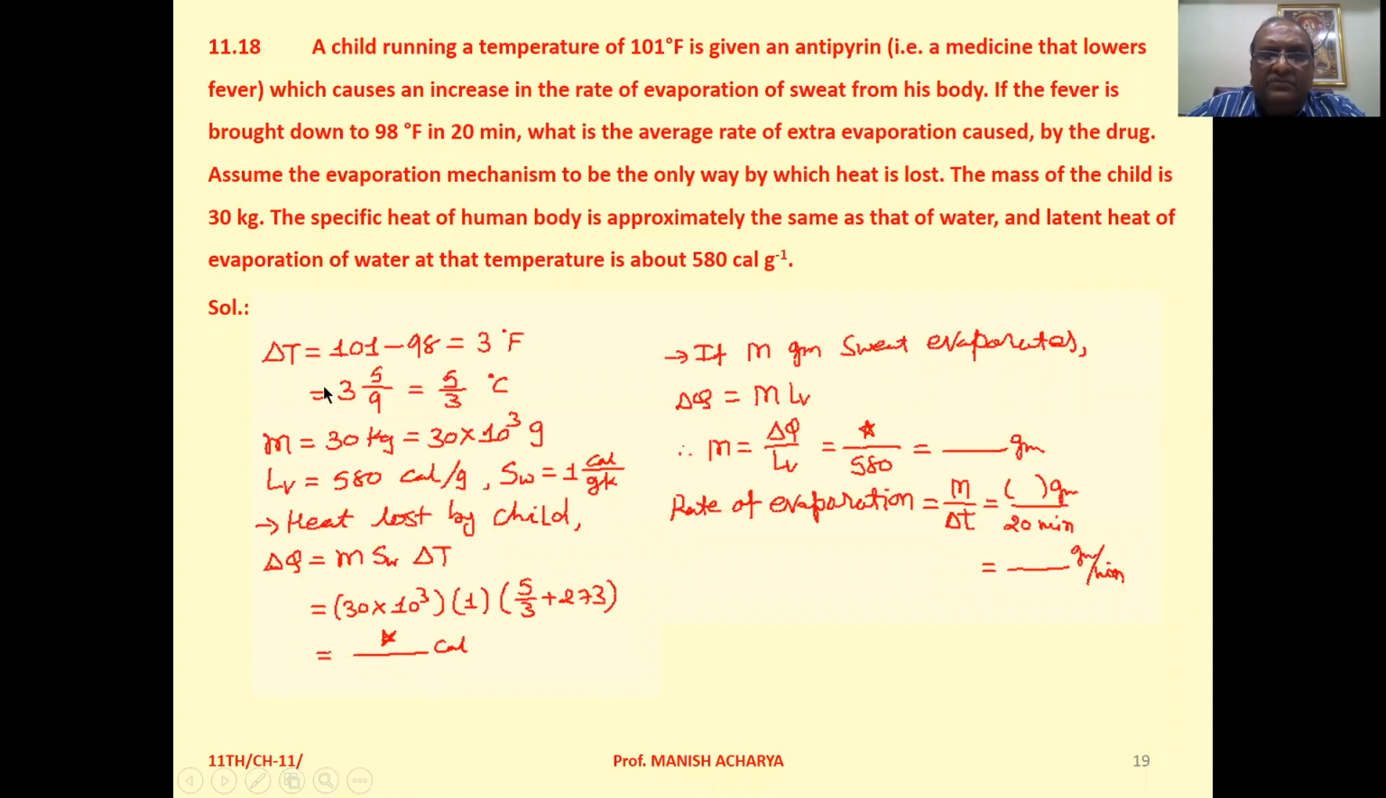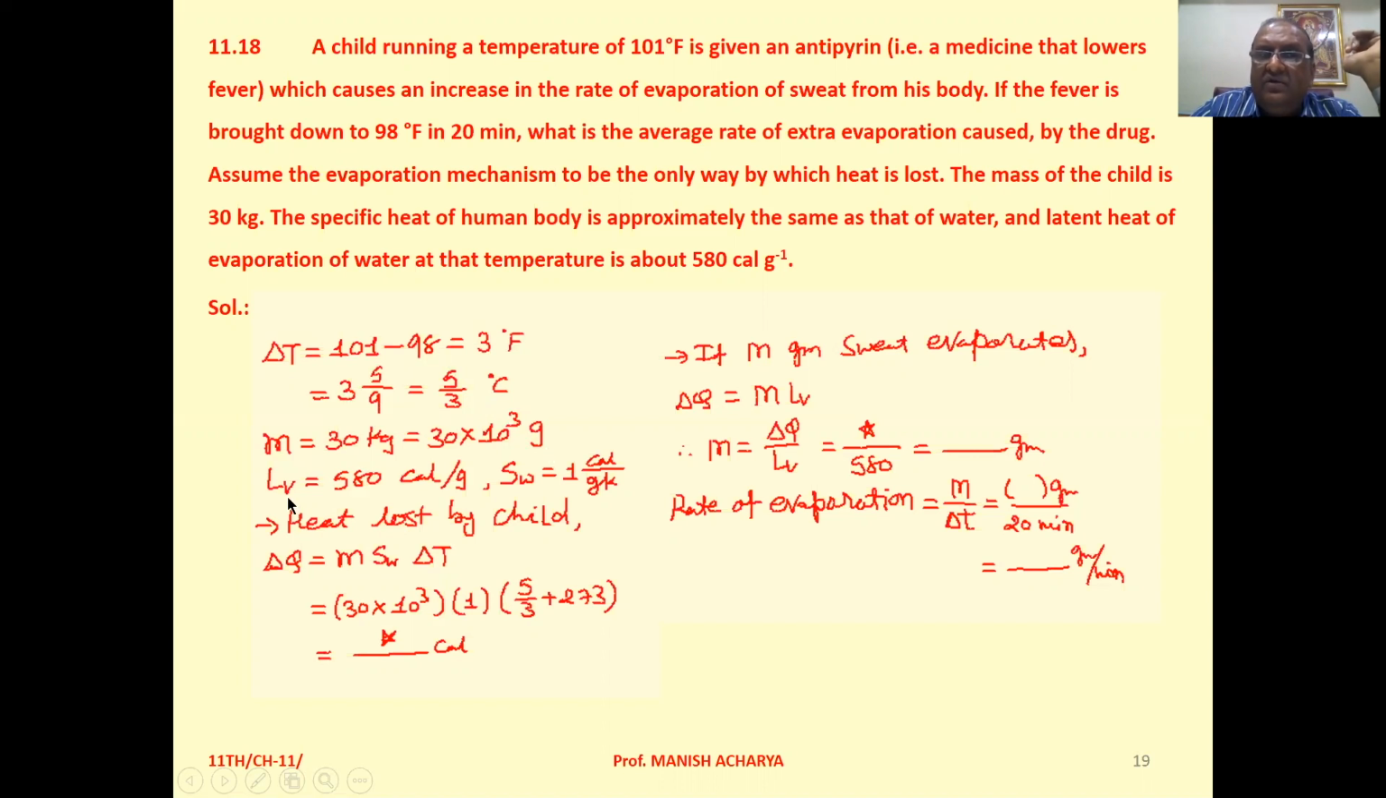Okay. Now see, change in temperature, that is from 101 degree Fahrenheit to 98 degree Fahrenheit. So the change is 3 degree Fahrenheit. So in degree Celsius, multiply it by 5 by 9. So 3 into 5 by 9, that is 5 by 3 degree Celsius. Now mass of child that is given to you, 30 kilogram. So that is 30 into 10 raised to 3 gram.